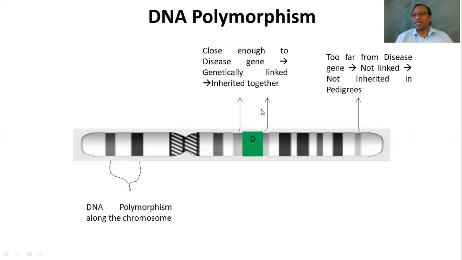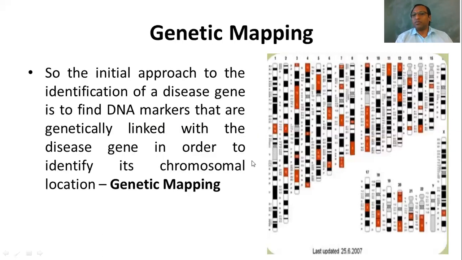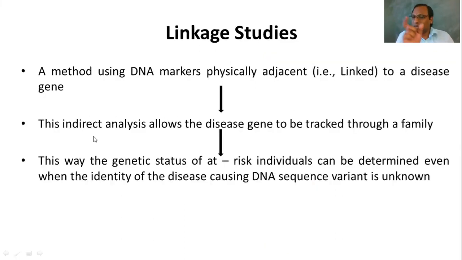So once we understand that the disease gene is also present from the linked gene, we can identify that the nearby gene can give an indirect analysis. This is called indirect analysis, which shows us that the disease gene is also present. This way, the genetic status of at-risk individuals can be determined even when the identity of the disease causing DNA sequence variant is unknown. So even if you don't know that this is going to cause any disease, based on your sequencing, you can identify whether the disease will occur in future by the linked genes which are nearby.